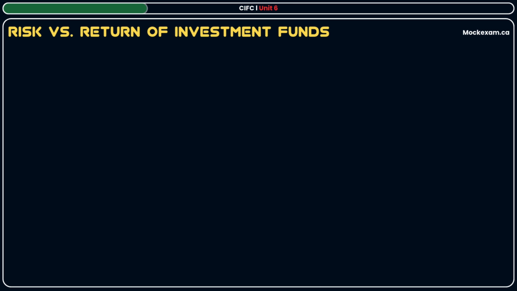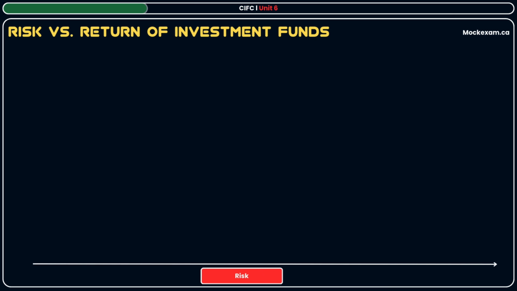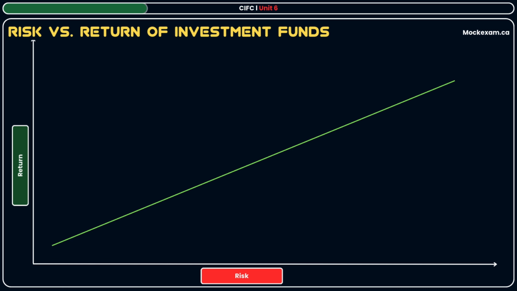Risk versus return of different types of investment funds or mutual funds. Let's have the figure here. We have risk on the horizontal arrow and return on the vertical arrow. Okay, let's have our line here. With increasing risk, return increases. We said that they have a direct relationship.